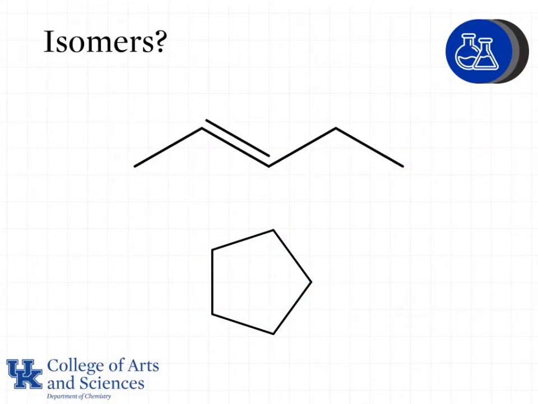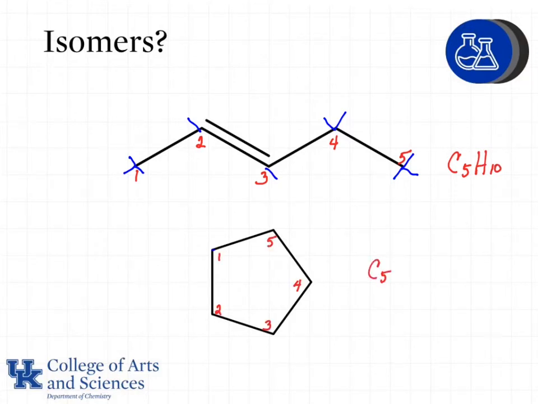Are these molecules isomers? We count the carbons on the top molecule and we get C5. Adding in our hydrogens so that every carbon has 4 bonds, we get 10 hydrogens. On the bottom we have 5 carbons and 2 hydrogens on every carbon to give us 4 bonds for each, which gives us H10. So these molecules are isomers because they have the same chemical formula of C5H10.